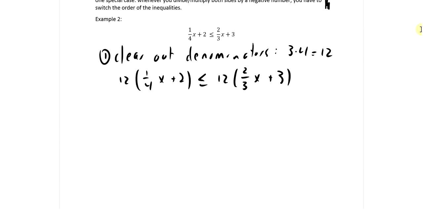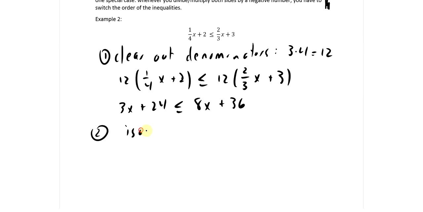Well, it's an inequality, right? It's not an expression. I guess that's the important point. So 12 divided by 4 is 3. 12 times 2 is 24. And then I get a less than. 12 divided by 3 is 4. Times 2, that's an 8x. And 12 times 3 is 36.